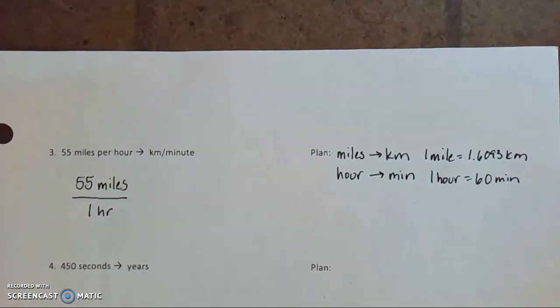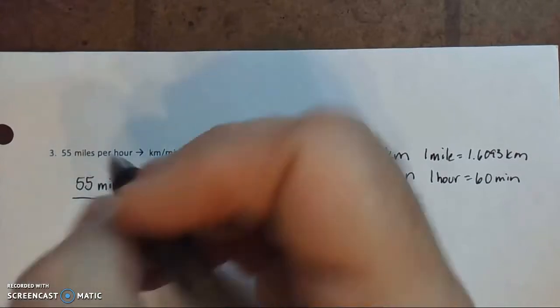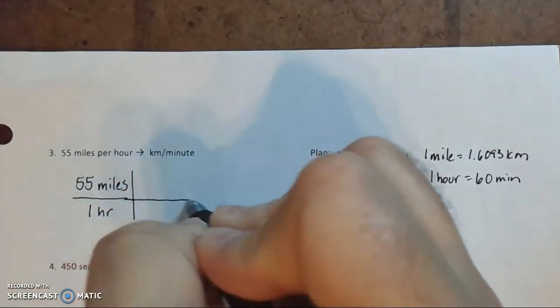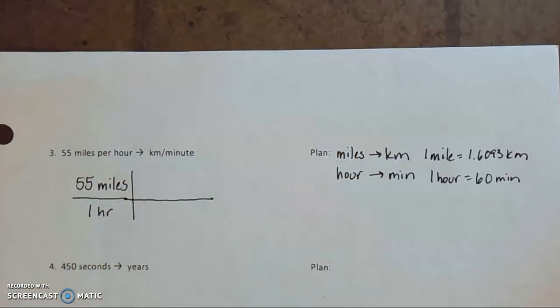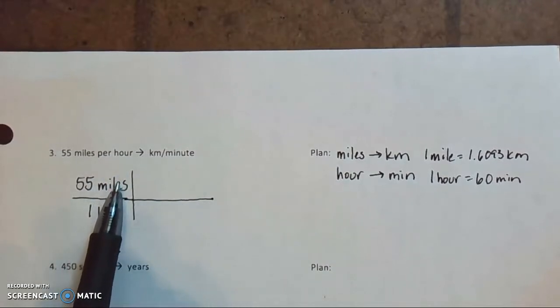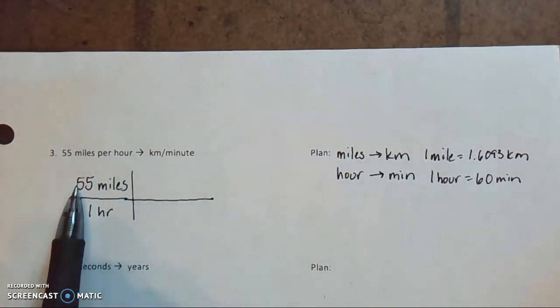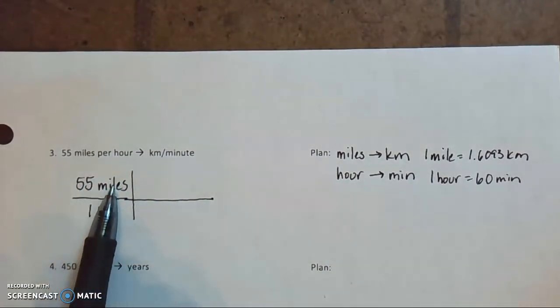Now we can set up our problem. So we're going to draw our chart like we did before. This one's a little bit different. We're going to change these one at a time. So the first thing we're going to do is change our miles to kilometers.